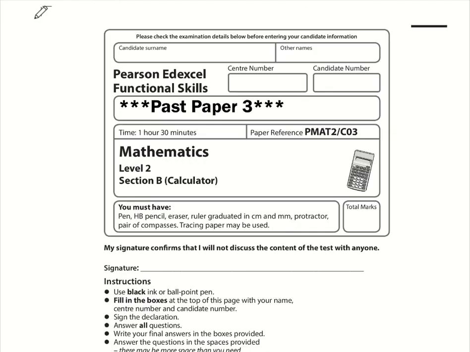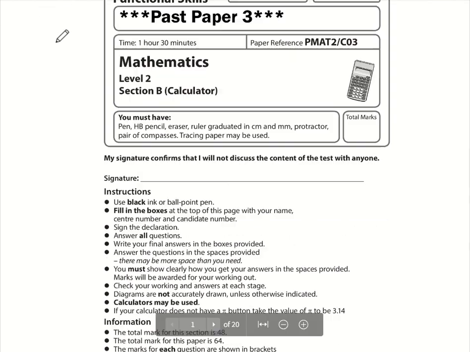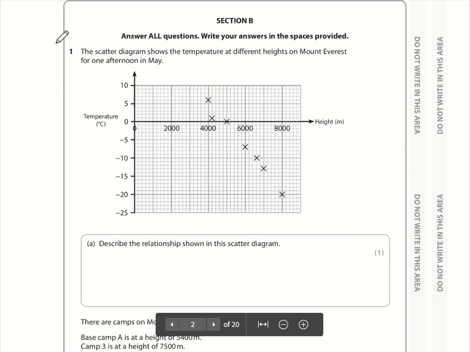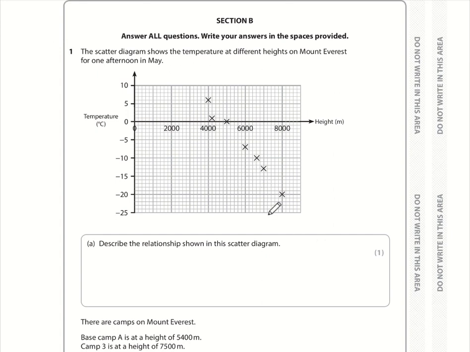Here are the video solutions for Pearson Edexcel Functional Skills Maths Level 2. This is section B, the calculator section from past paper 3. So question number 1, the scatter diagram shows the temperature at different heights on Mount Everest for one afternoon in May. Describe the relationship shown in the scatter diagram.